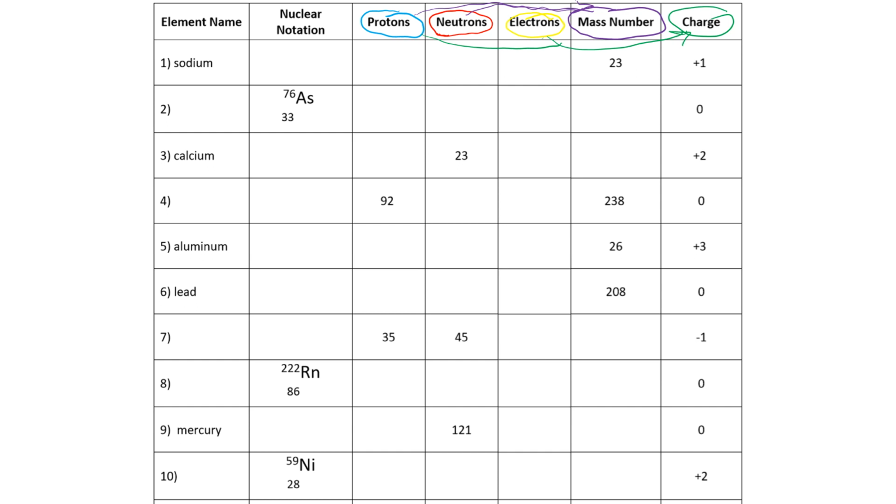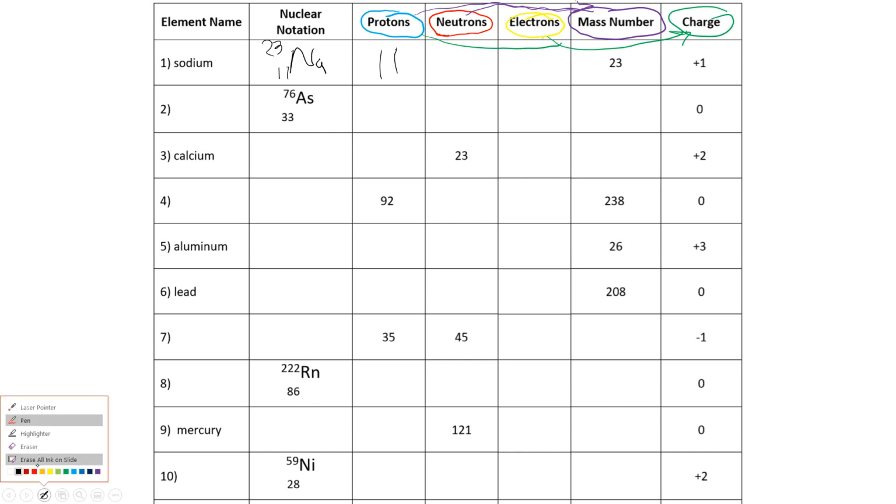All right, so sodium. If you look on the periodic table, you will see that sodium has the symbol Na, and it has 11 protons. This particular atom of sodium has 23 as its mass number. The protons is the same as the atomic number, how many protons sodium has. So that's 11.